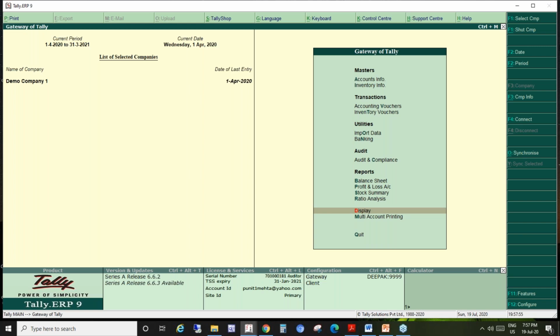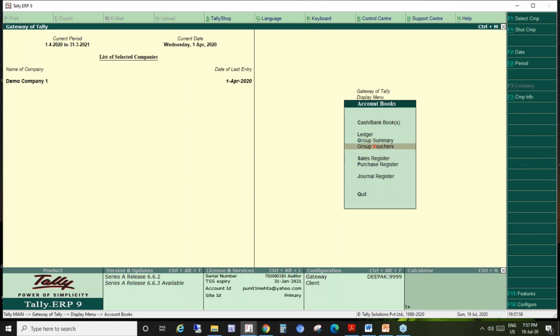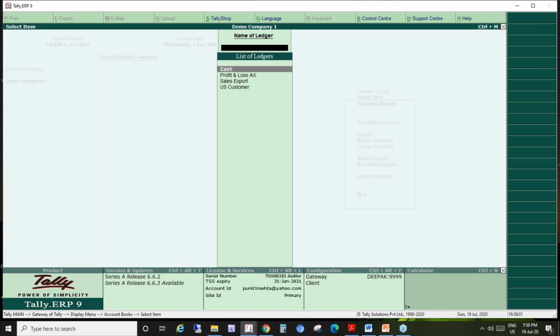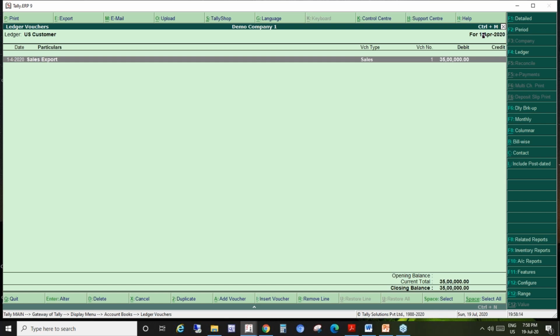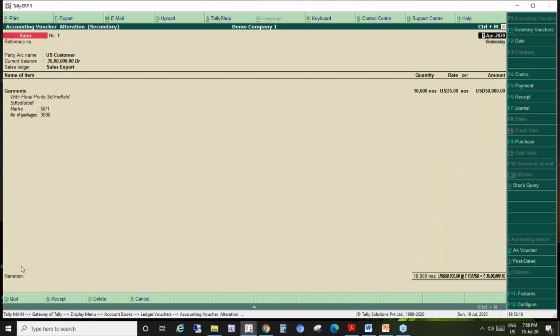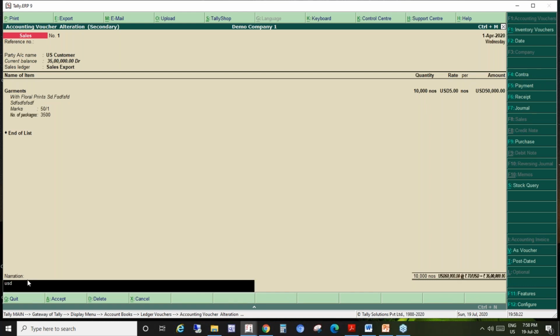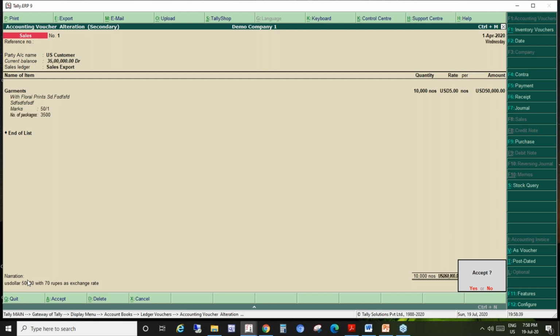Now let me view some reports. Display account books, ledger, US customer, 35 lakhs. Now, as I told many times, all of our users send this only. And suppose they mentioned it in the narration, they send this kind of ledger to the party. Now, this is very shabby, as I told. It doesn't look good for any software to prepare such things.